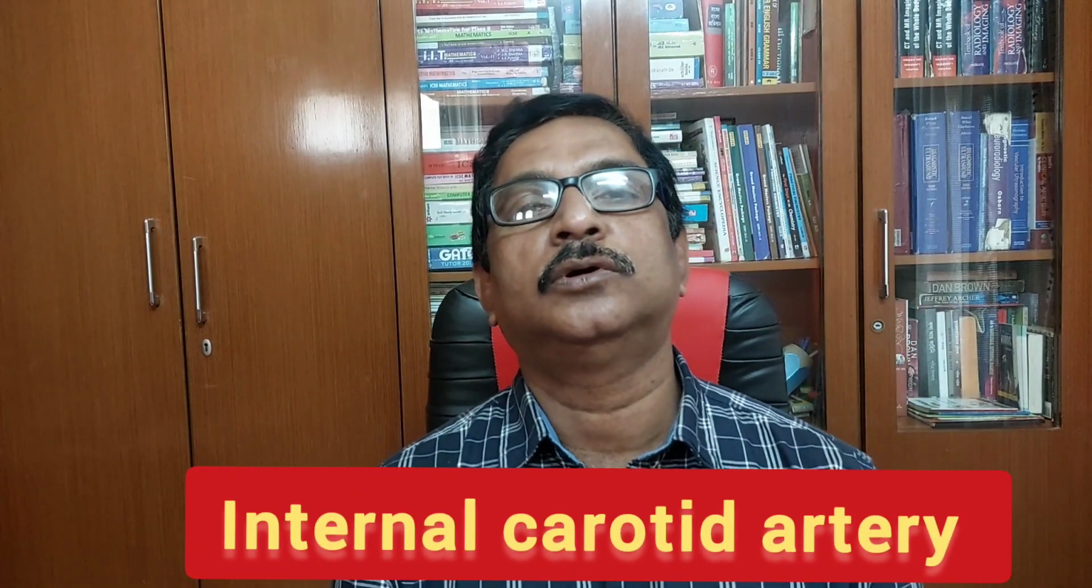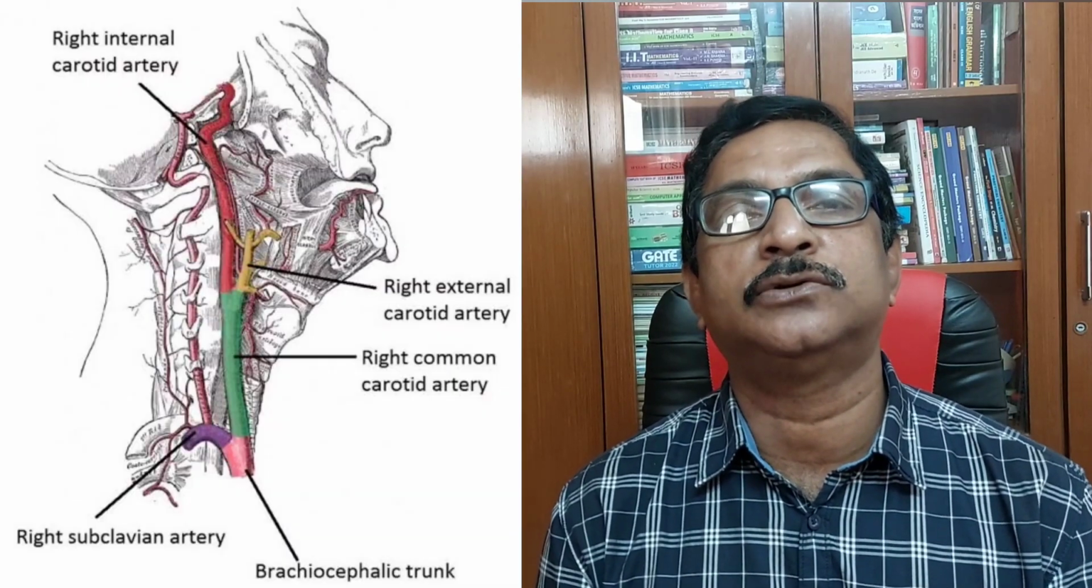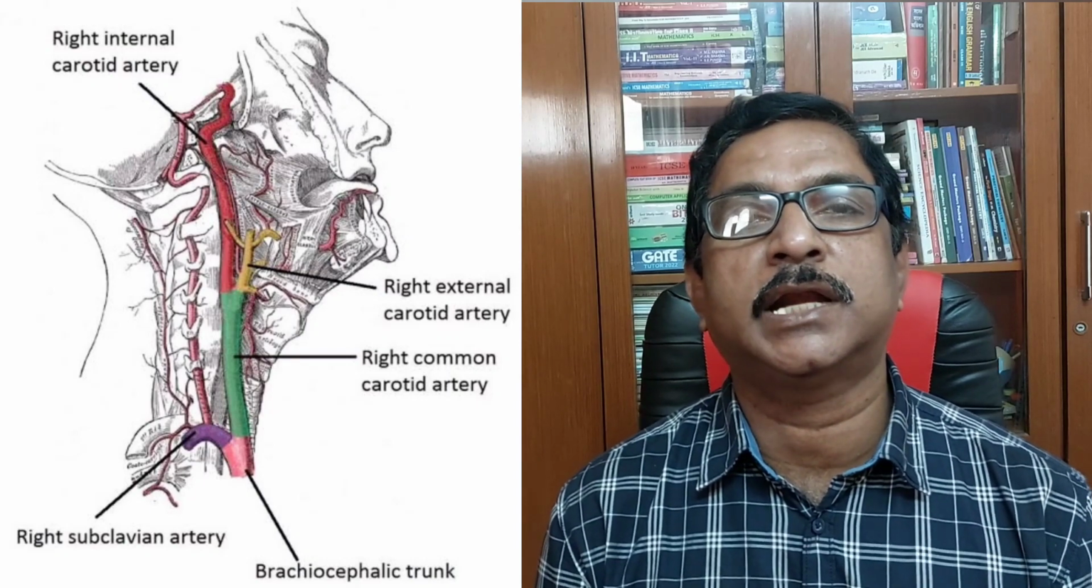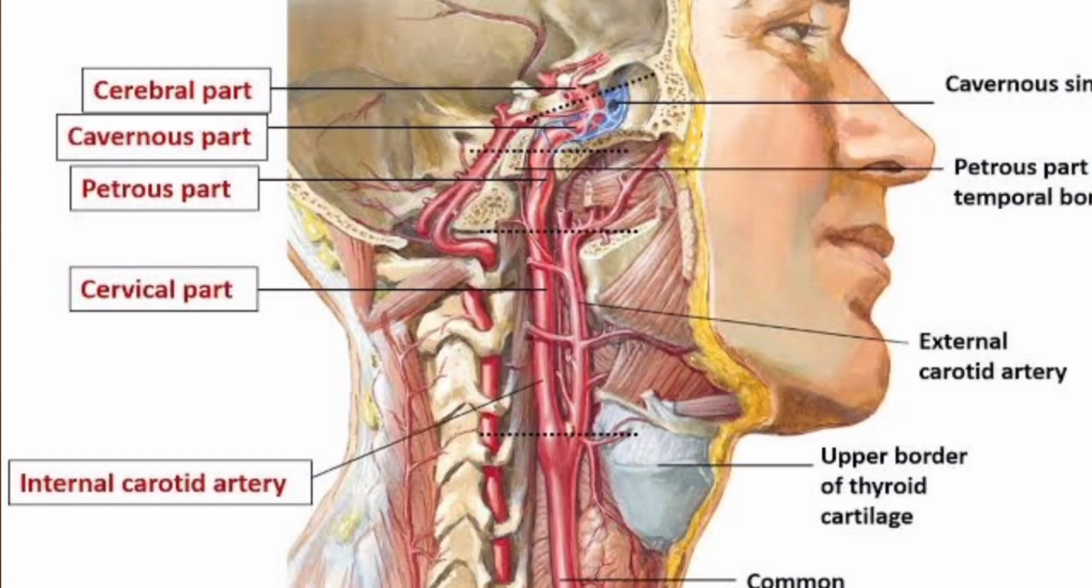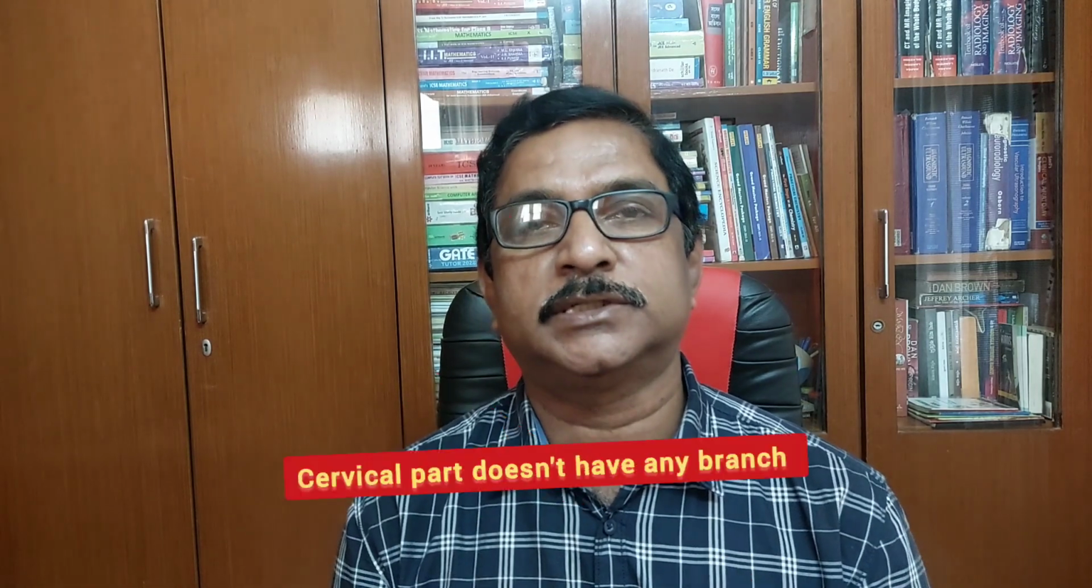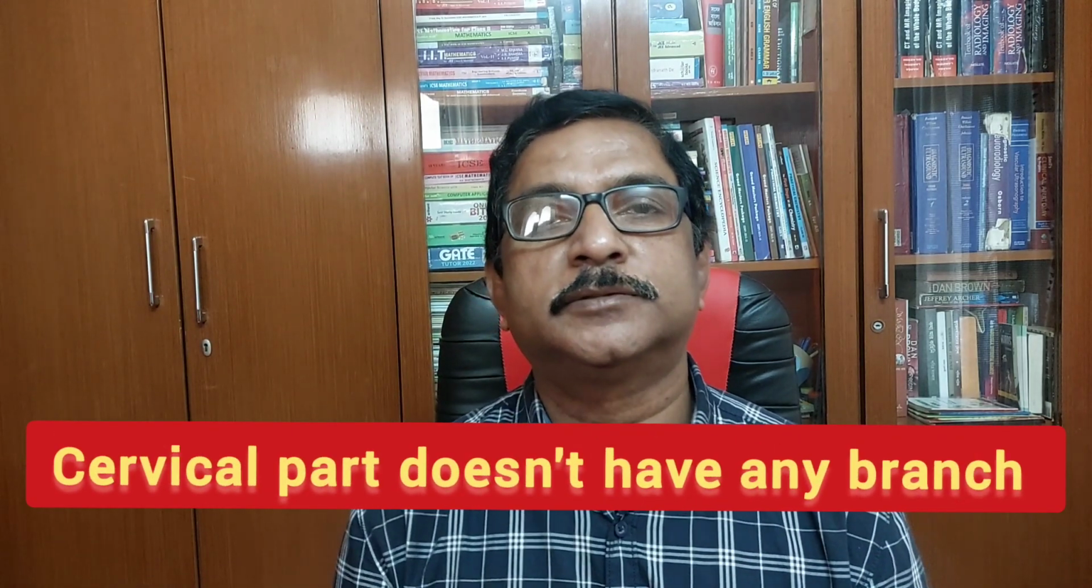Next artery is the internal carotid artery, and you know the common carotid artery, at the upper border of the lamina of the thyroid cartilage, divides into two terminal branches. One is the internal carotid and another one is the external carotid. The internal carotid, in the neck, runs upwards vertically and enters into a foramen which is present on the inferior surface of the petrous part of the temporal bone. So up to this carotid opening of the petrous part of the temporal bone is the cervical part, or part in the neck, but this part has no branches in the neck. So cervical part, no branches.